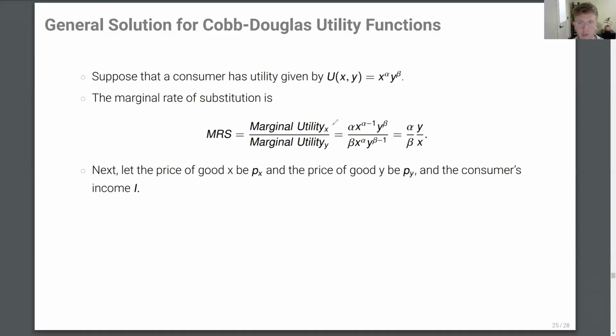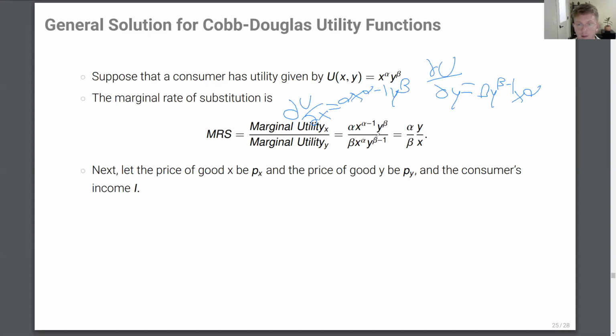In order to figure out the marginal utility of X, remember that we just take the partial derivative of U with respect to X. So here we pull down the alpha, that's the exponent on X. We take alpha and subtract 1, and then we just leave that Y to the beta alone. For the partial derivative of U with respect to Y, we just pull down beta, subtract 1 from the exponent on Y, and just leave X to the alpha the same.